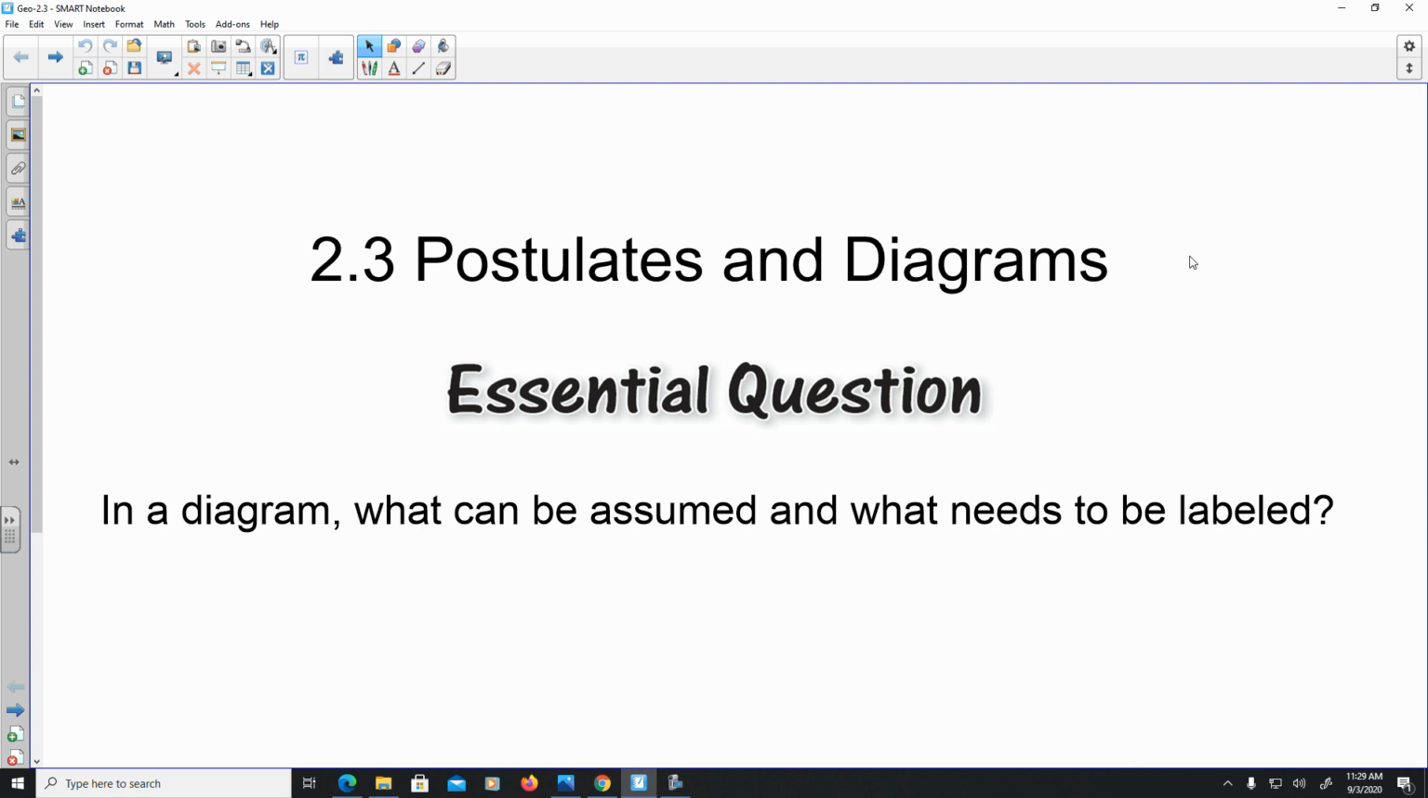In this section, we're looking at section 2.3, where we're going to look at postulates and diagrams. So, the essential question here is, in a diagram, what can be assumed and what needs to be labeled?